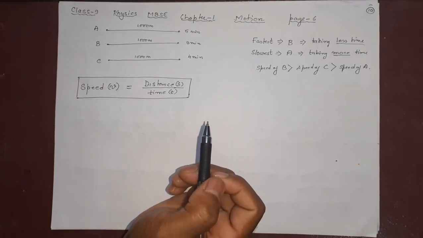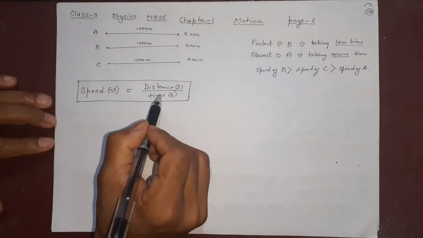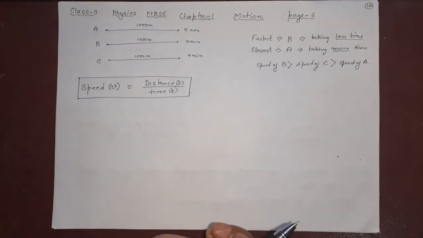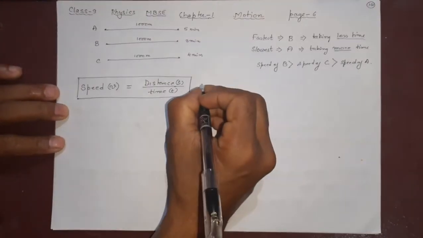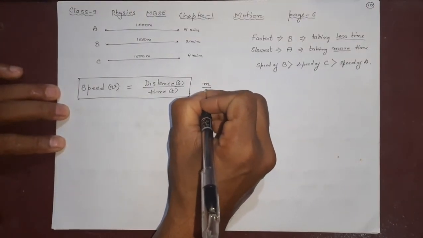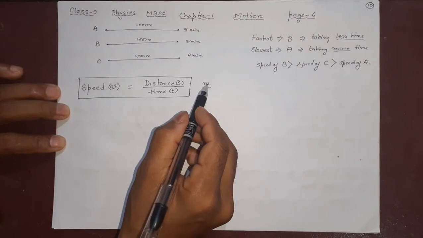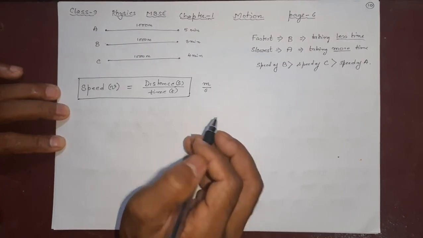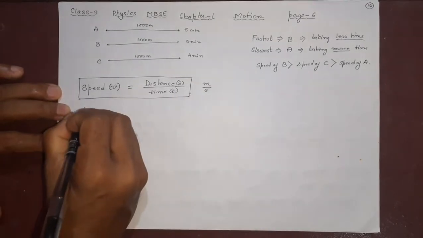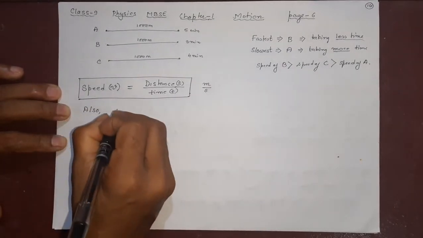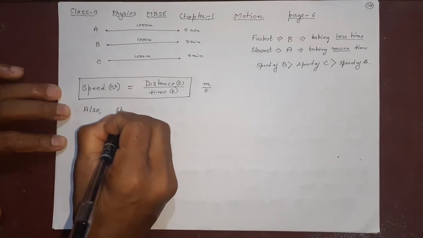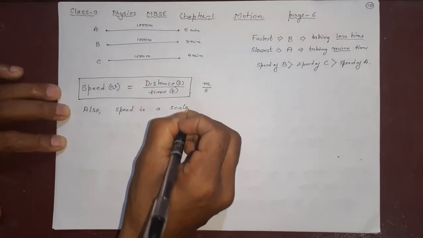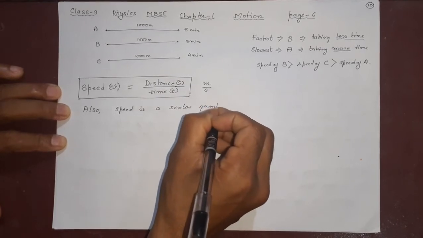Now you can justify easily, any object which is fast will take less time. Any object which is fast will go more distance. So that is the reason, very simple. So its unit will be meter per second. Why? Because distance is measured in meter, time is measured in second. Also, speed is a scalar quantity.